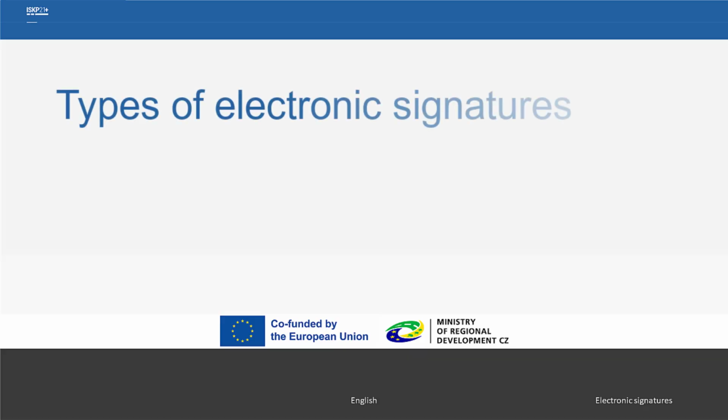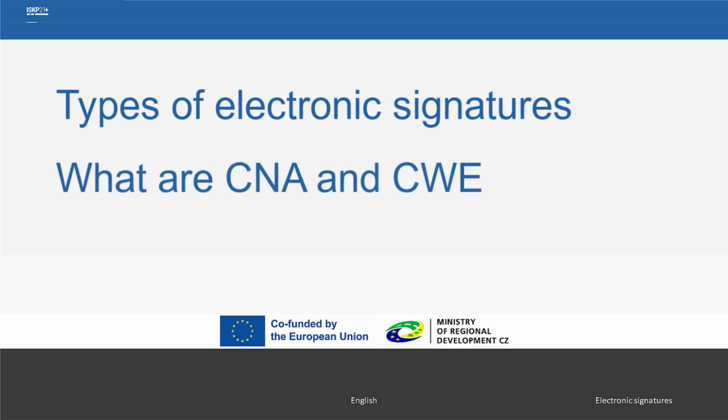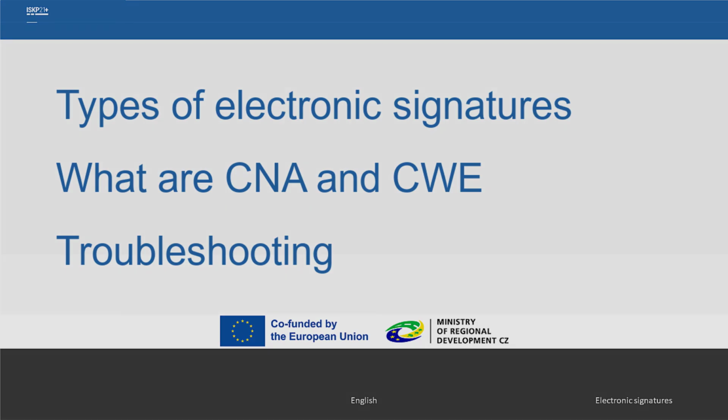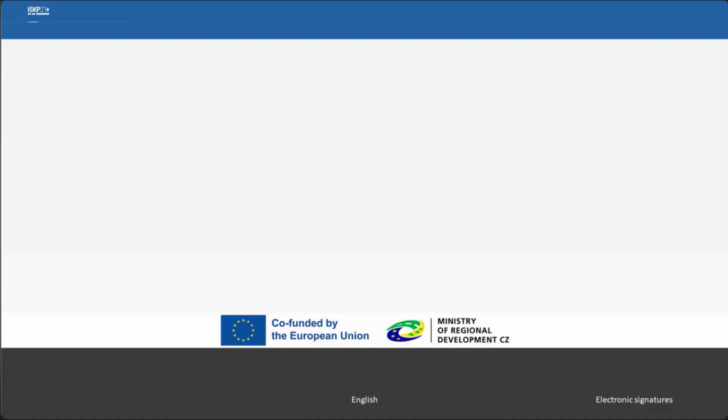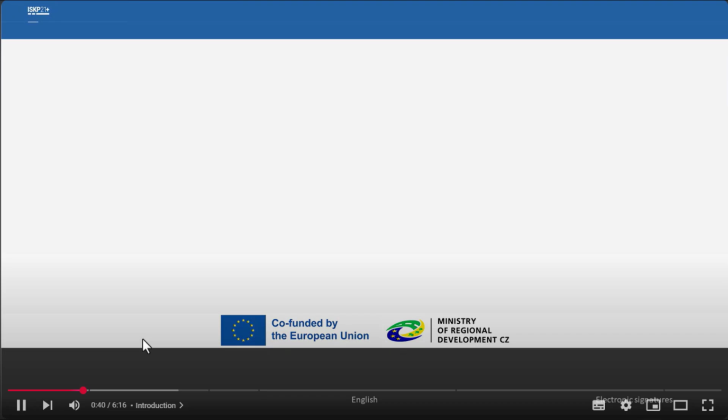The video will introduce the types of electronic signatures and their purpose, explain the abbreviations CNA and CWE, and show how to make the signature operational in case of difficulties. The video is divided into thematic chapters. You can skip to the selected theme.